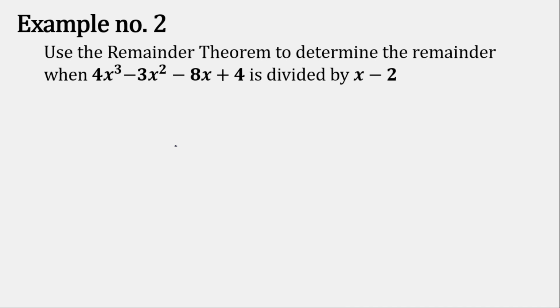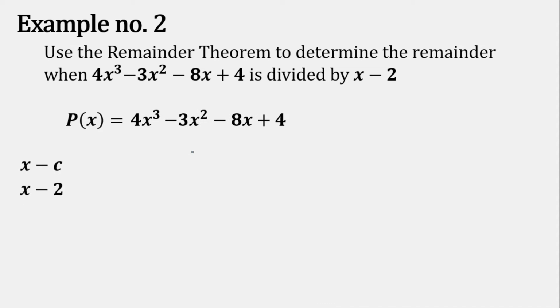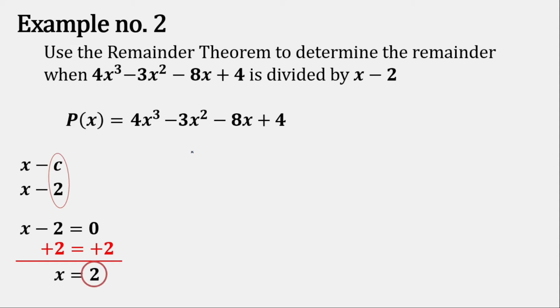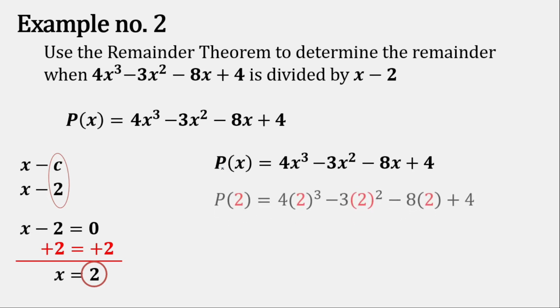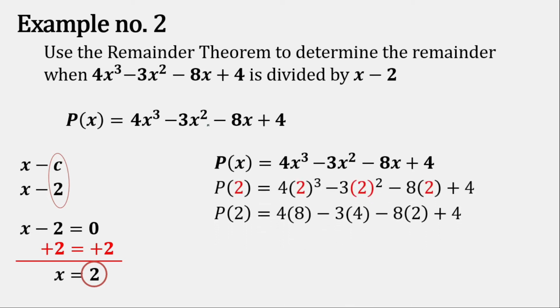Use the remainder theorem to determine the remainder when 4x cubed minus 3x squared minus 8x plus 4 is divided by x minus 2. Now we can identify first the value of c. Again, the value of c is found if we equate x minus 2 to 0, and that would be 2. So our value of c is 2. All we have to do is substitute 2 to the value of x, and we will find the remainder when this polynomial is divided by x minus 2.